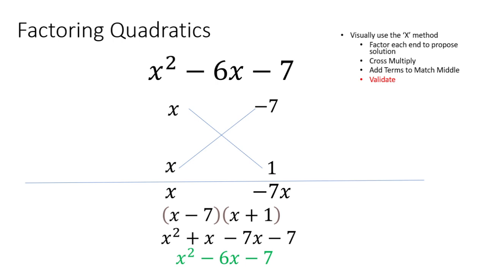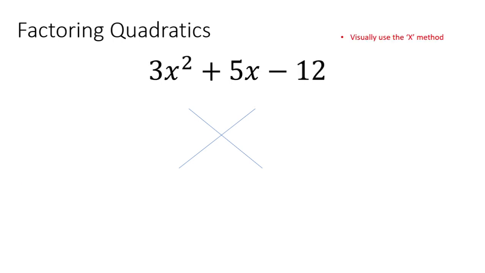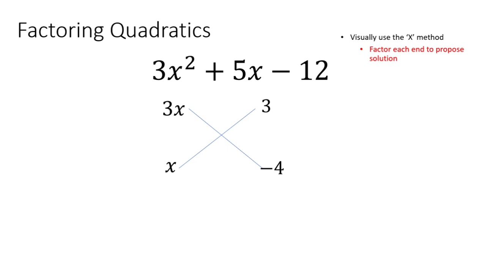Let's run through two more quick examples here. So this one is slightly more complex, though it's not too bad. You'll notice that we now have a coefficient that is not 1 in front of the x squared term. But you'll see that we want to follow the exact same steps, which will allow us to successfully factor this polynomial. So the first step is we want to draw our x. Next step is let's factor each end to propose a solution.